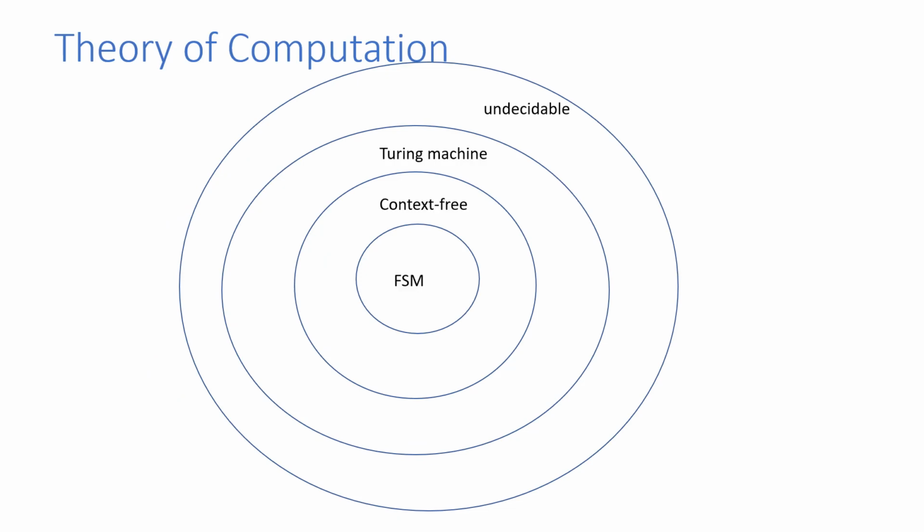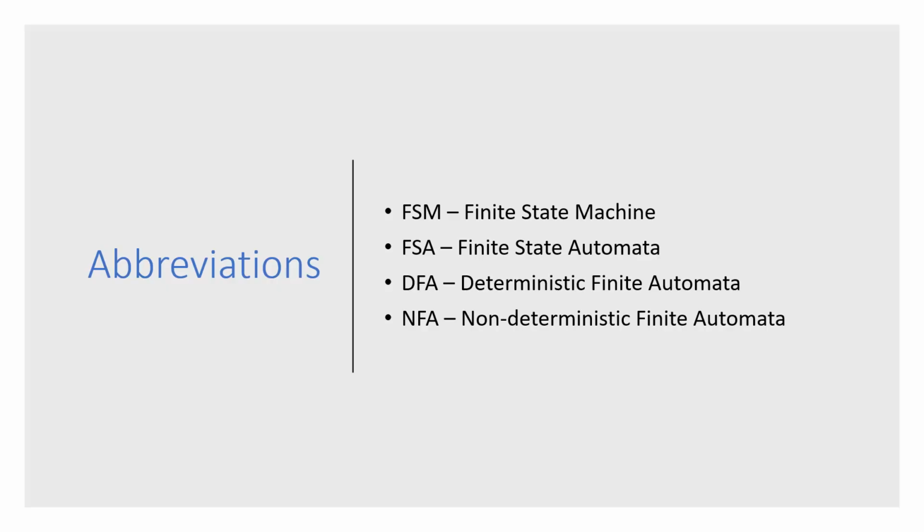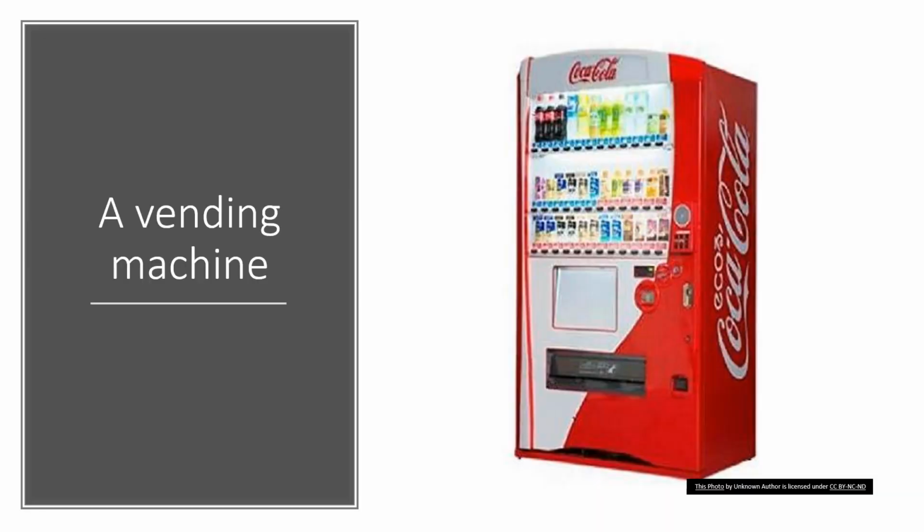So I'm going to skip through this one and get into some of the notation: finite state machines, finite state automata, and deterministic finite automata, and so on. A vending machine is a good idea to simulate using a finite state machine. So let's see what we can do there.